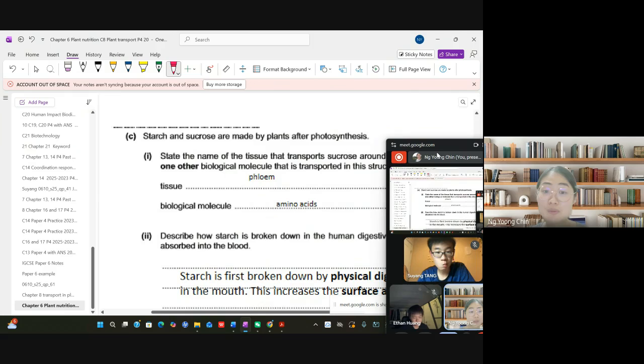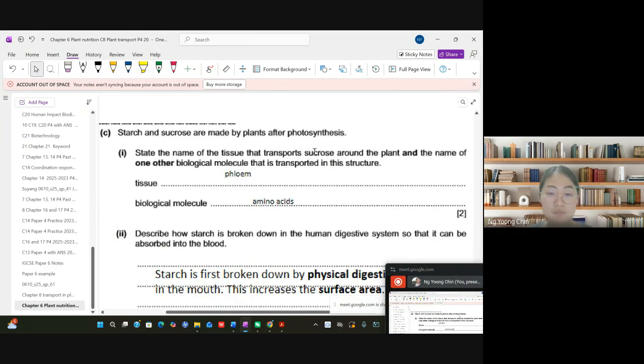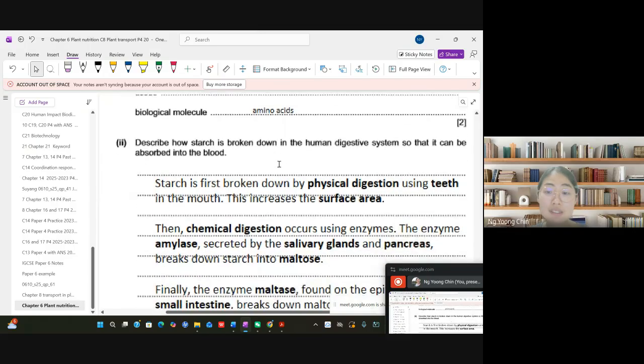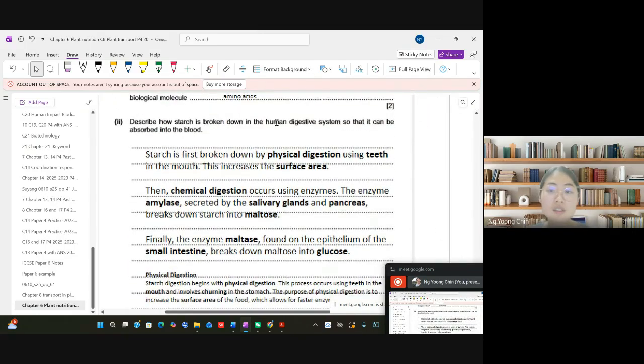Okay, we continue to discuss. This one is very easy. I think I will not discuss it again. This one, how starch is broken down in the human digestive system. I think you should know how to do it.